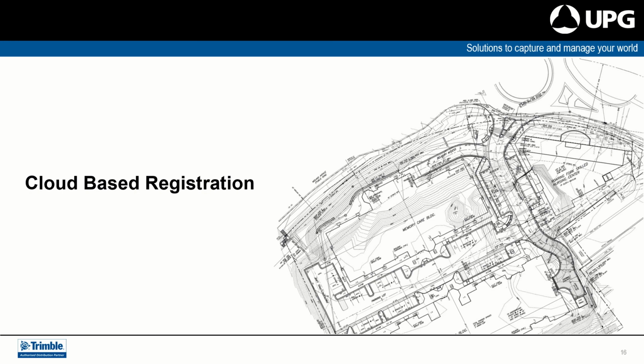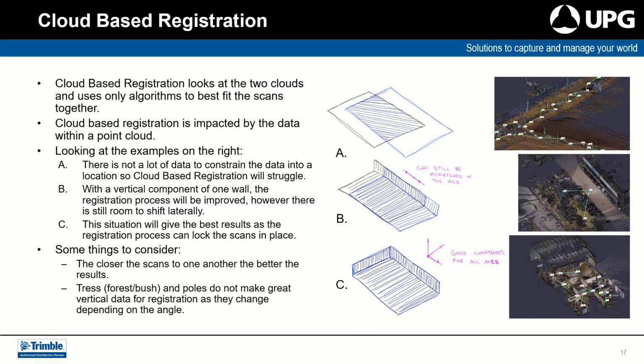We'll specifically look at cloud-based registration here, as there are some things that need to be considered when looking at it in the field. As mentioned previously, cloud-based registration looks at two clouds and uses an algorithm to best fit the scans together. Cloud-based registration is impacted by the data within the cloud. There is no other way of tying the scans together outside of what has been captured. So for this reason, there are some considerations.